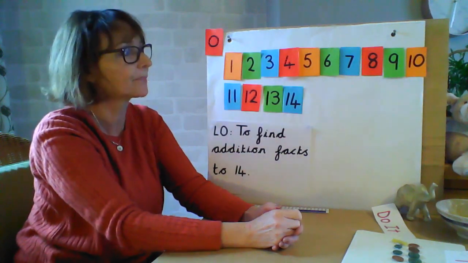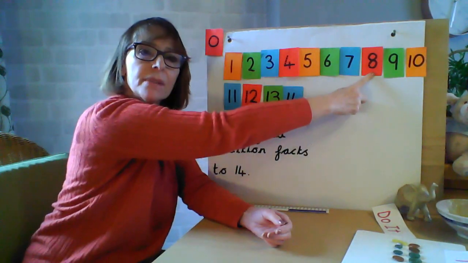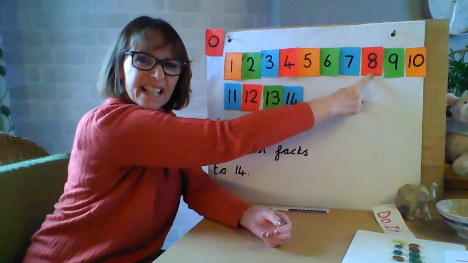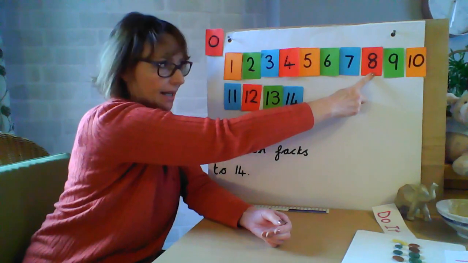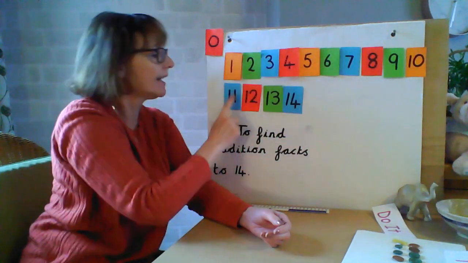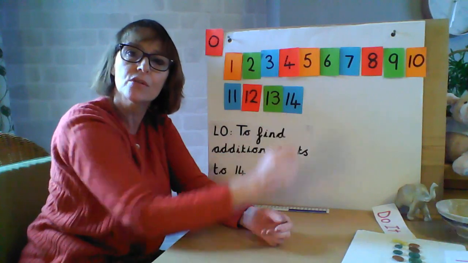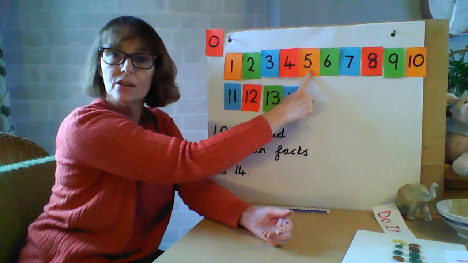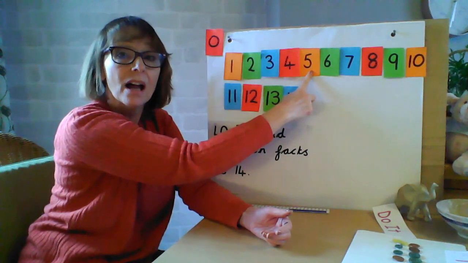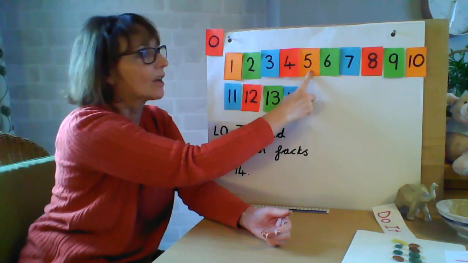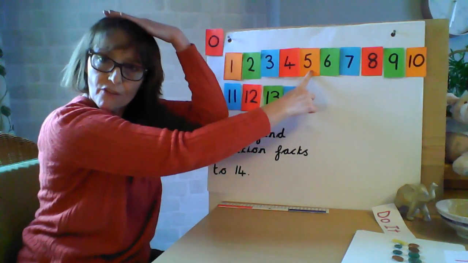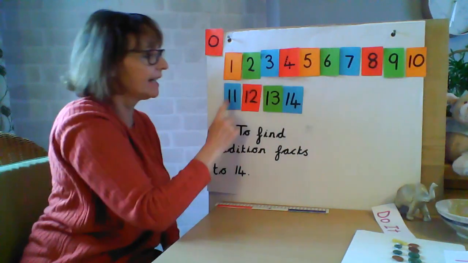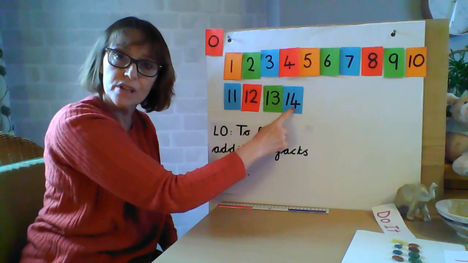Try another number. Okay, so I'm going to point to this number this time. Have a think about what number that is and put it in your head. And it's number 8. Okay, you ready? So 9, 10, 11, 12, 13, 14. Let's try another number. Let's try this number. That's right, it's number 5. Okay, so you're not going to say it though, it's going to go in our head. 6, 7, 8, 9, 10, 11, 12, 13, 14.